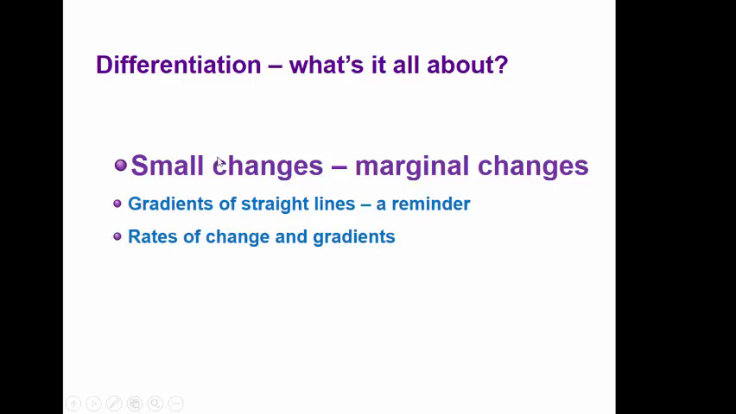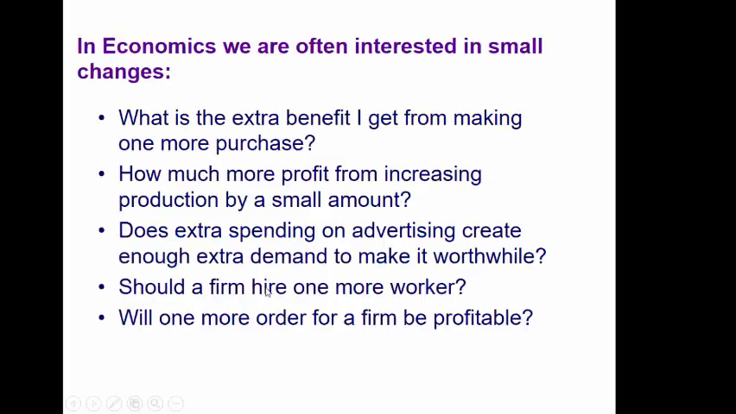So I want to start by talking about small changes. In economics, we talk a lot about small changes. And here are some examples. I'm not going to read them. But it's all about what happens if we make one small change to one aspect of what we do. What if we hire one more worker? How much extra productivity would we get out of one more worker? How much extra profit would we get from making one more product? Should a firm take on one more order?